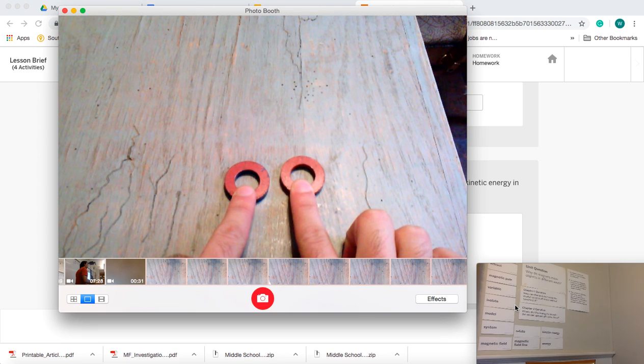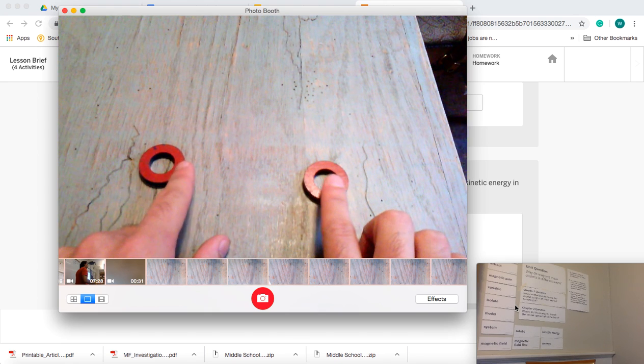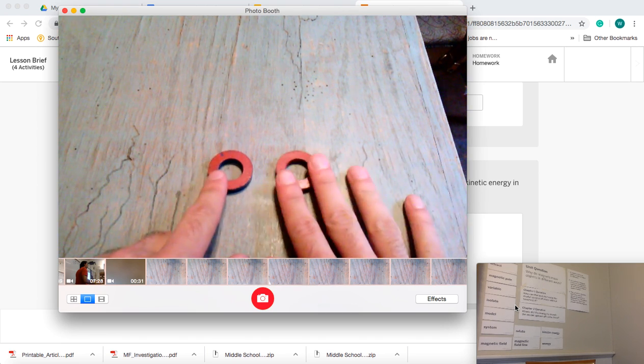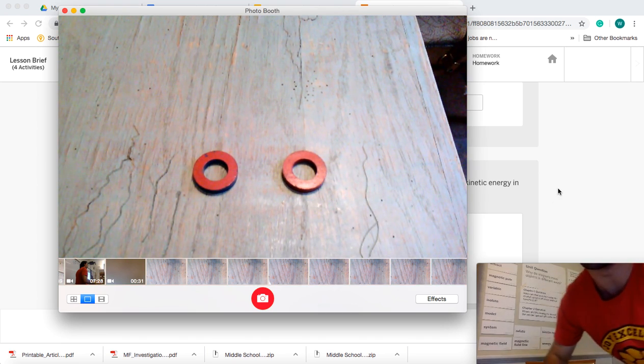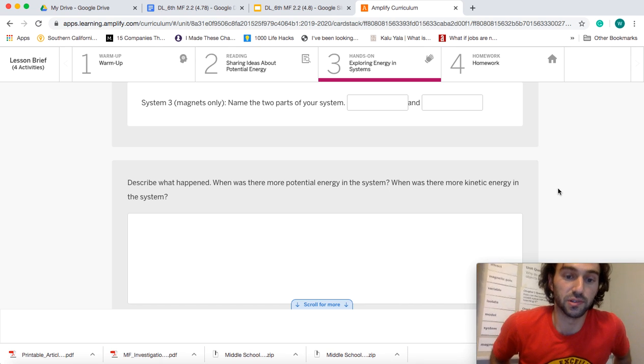So again, I'll show you, when I hold them too close together, there's potential energy. And what is causing them to move? Well, that's what we're trying to figure out. So what exactly is causing these magnets to split apart? What causes them to change from potential to kinetic? That's really what you're trying to answer in this question.